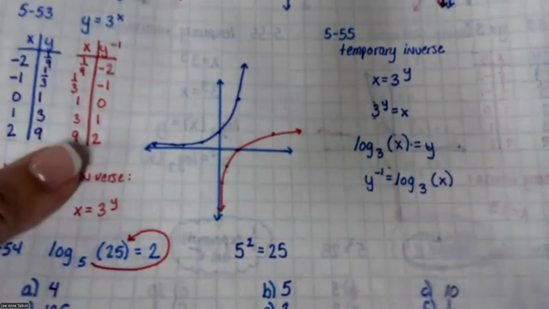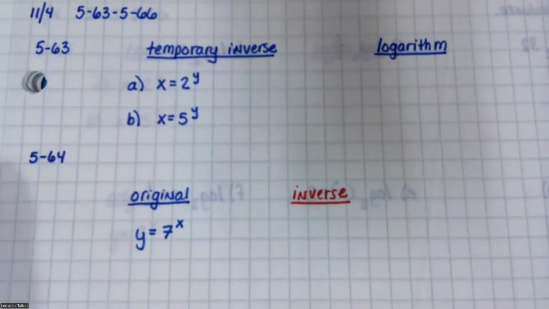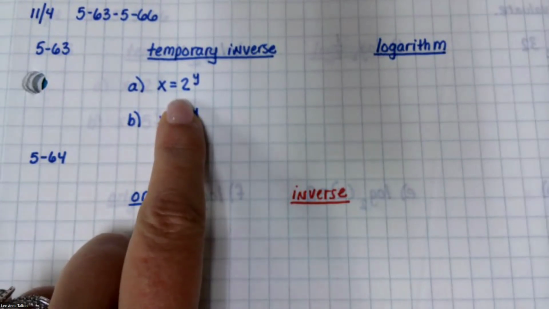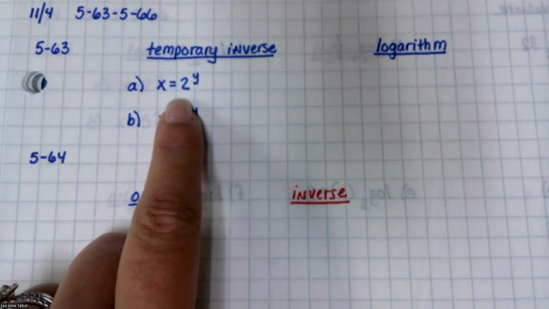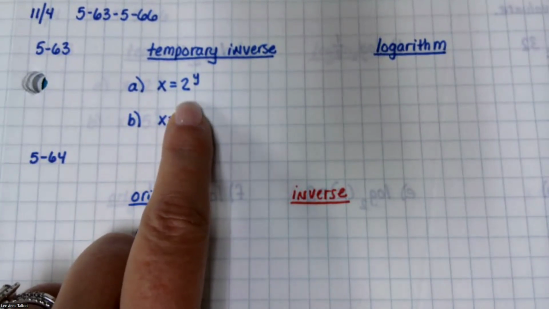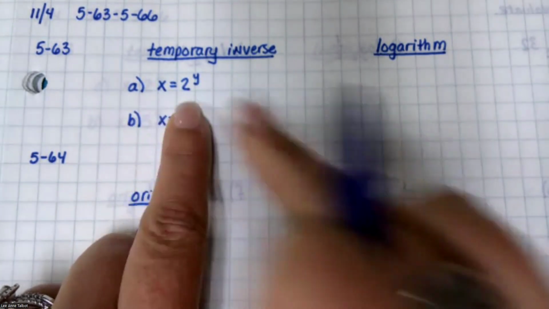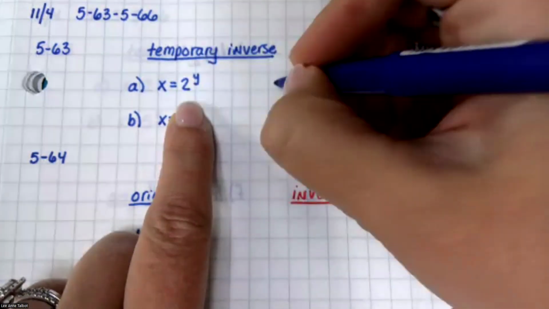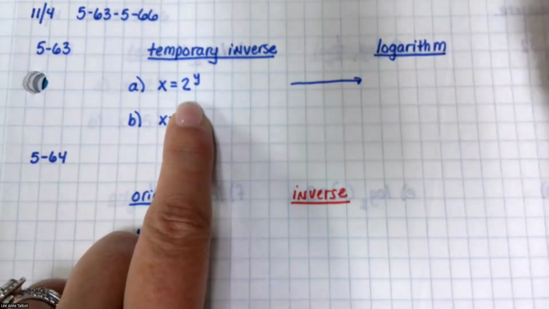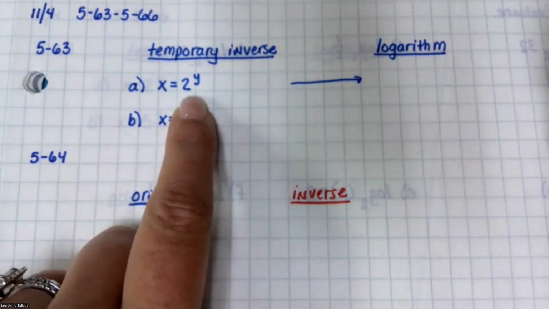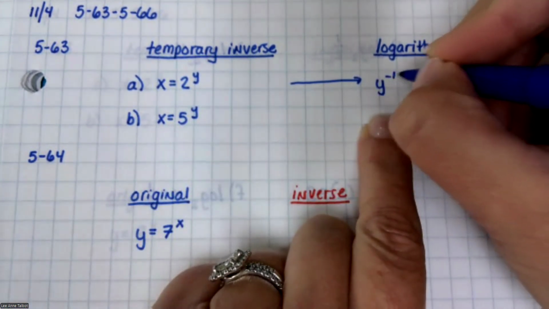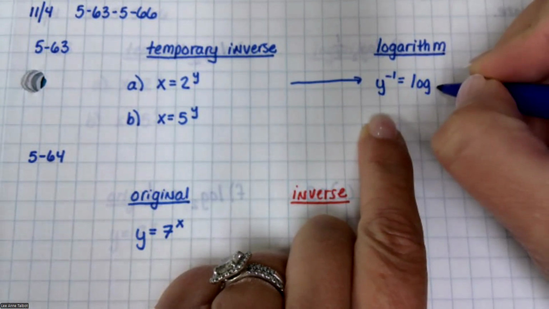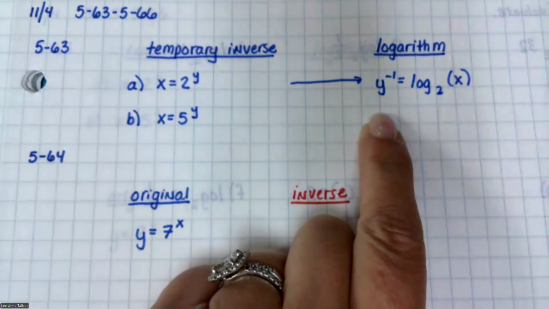Okay, so we're going to practice that again here with different numbers. First question I have is, what was the original function in this one? If the inverse is x equals 2 to the y, what was the original? Y equals 2 to the x. Yeah, no big deal. We just flipped the x and y. I just wanted to show you that I already did that part. Okay, and we're not going to write it like that because we can't put that in the graphing calculator, because it's x equals. You can put it in Desmos, but not the graphing calculator. So we convert it to a logarithm. Y inverse equals log base 2 of x.